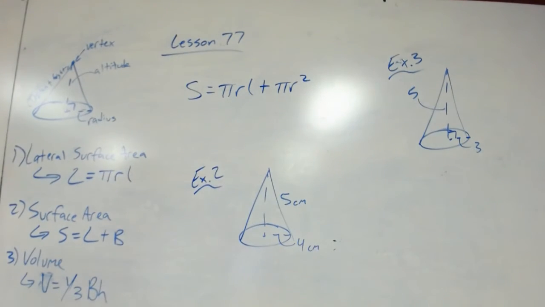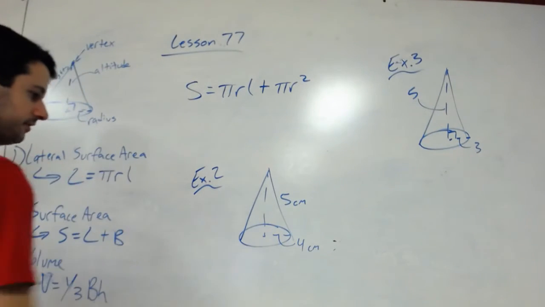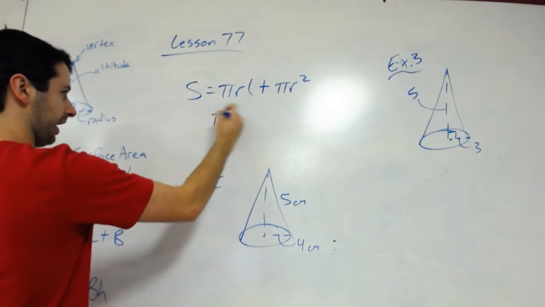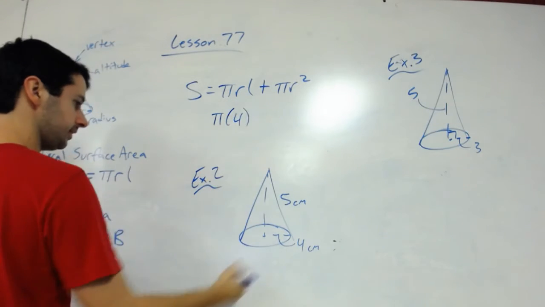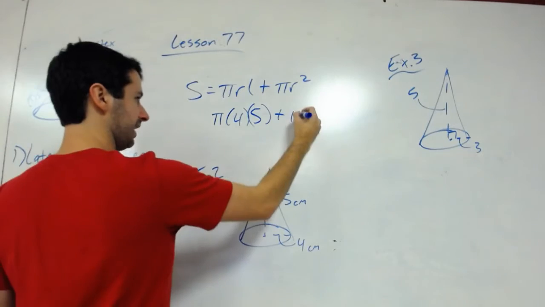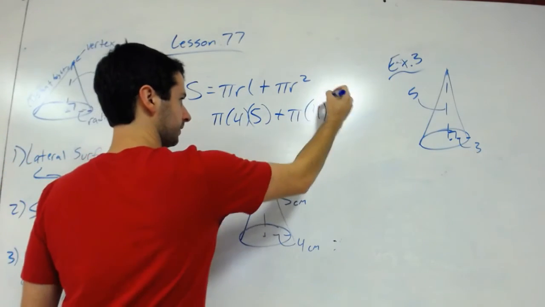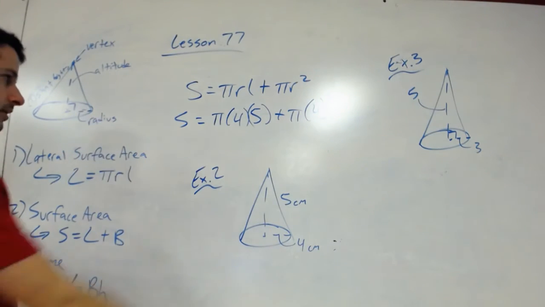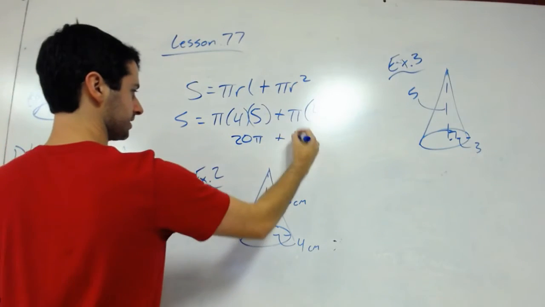Example 2 wants us to find the surface area of this cone. So we plug in for our formula here. We got pi, radius is 4, slant height is 5, plus pi, r is 4, squared. And then you would solve. You got 20 pi. 4 squared is 16, so 16 pi.